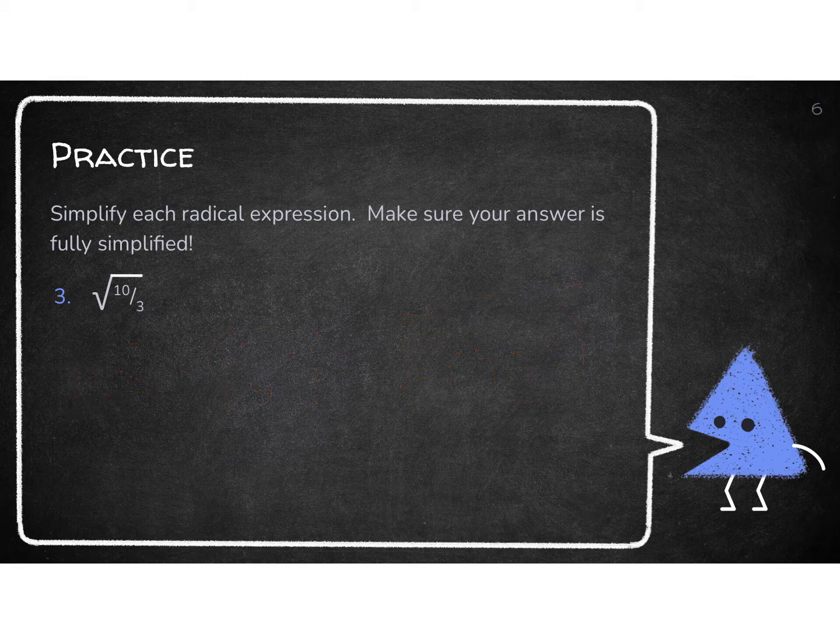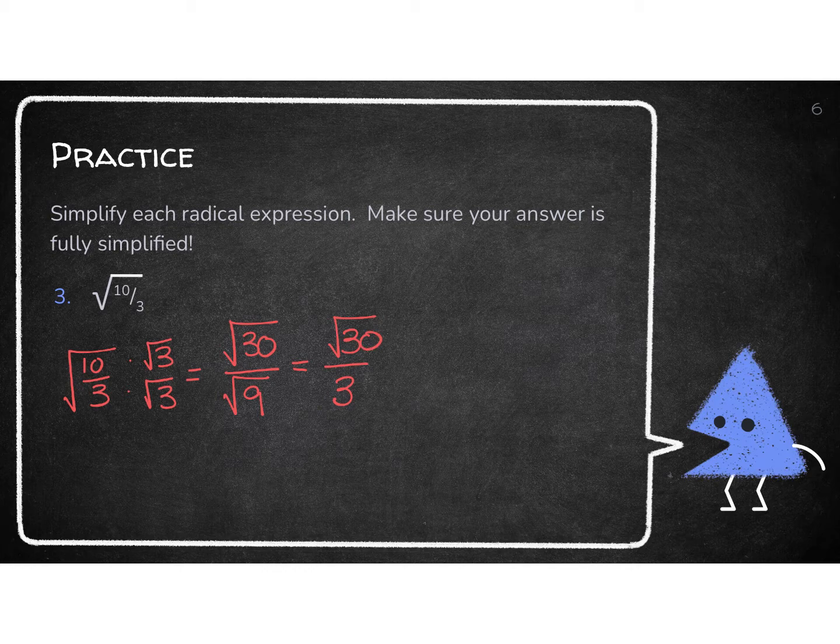Here, let's look at number 3. I have the square root of 10 thirds. I'm going to try to simplify in here. I have 10 and 3, and I cannot divide that by anything. So I'm just going to go ahead and multiply by the square root of the denominator. When I do that, I'm going to get the square root of 30 over the square root of 9. I know the square root of 9 is 3. And again, the square root of 30 I cannot do anything with, so I'm going to be done with that problem.